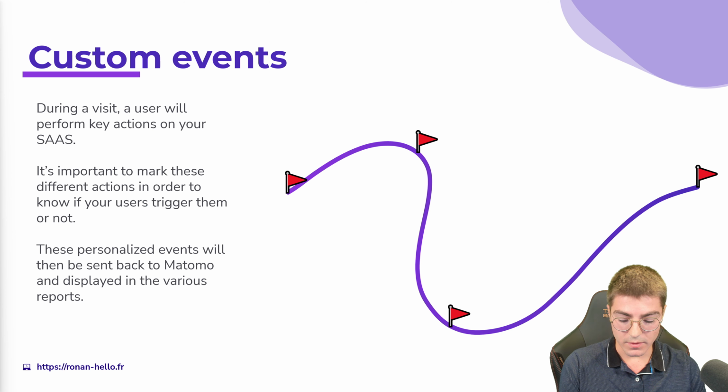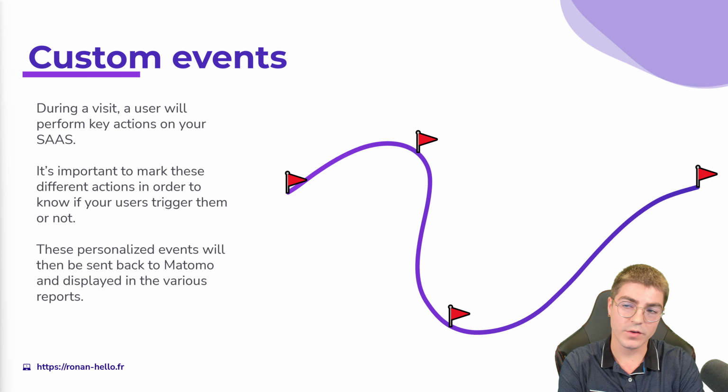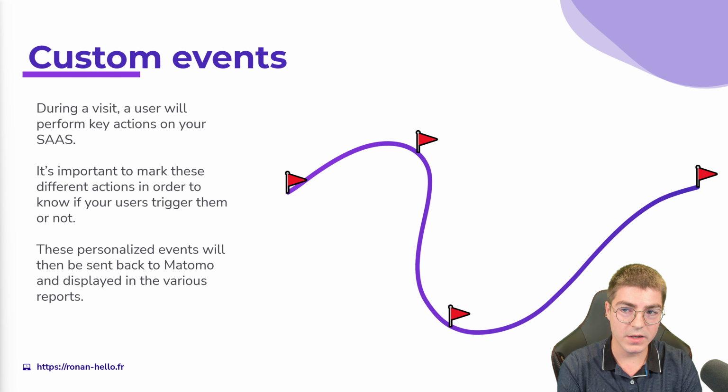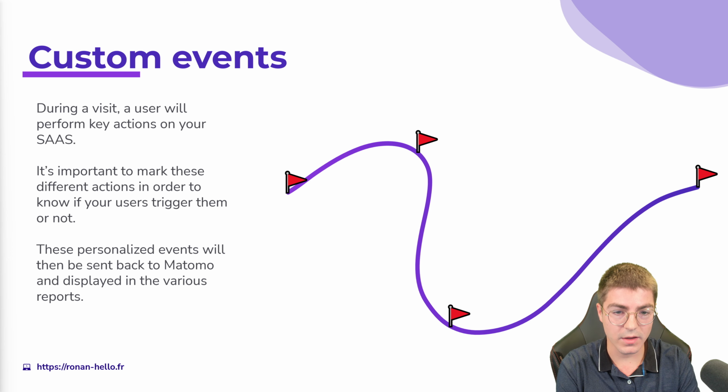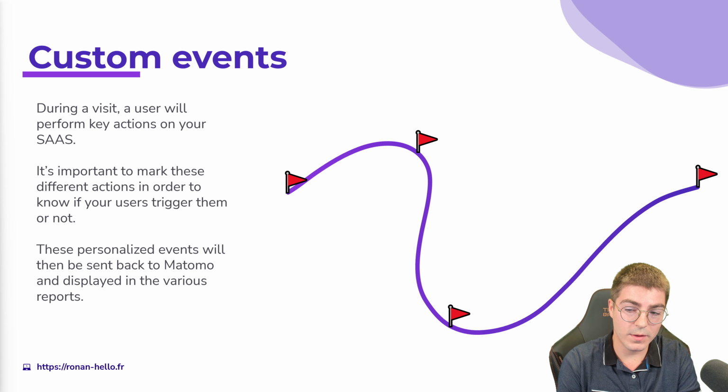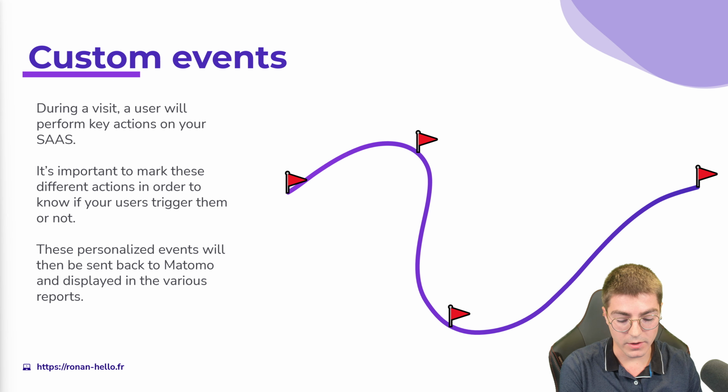The thing that will help us most to configure Matomo for your SaaS is building up custom events. During a long visit, your user will perform key actions on your software or your website, and you have to track all the journey of your users, to trigger those custom events and collect them into your Matomo interface. This personalized event will be sent back to Matomo and collected and displayed in the events report right in your Matomo instance.